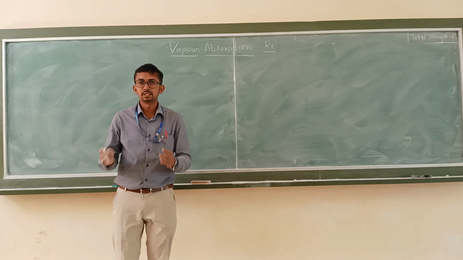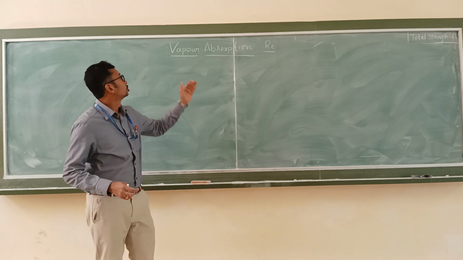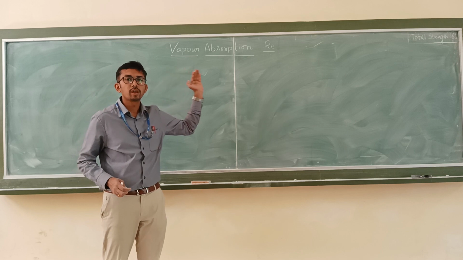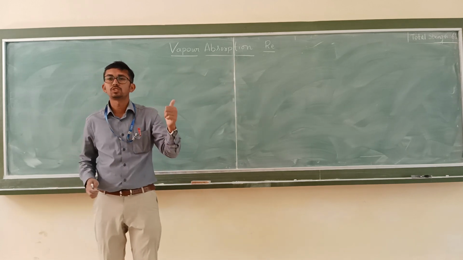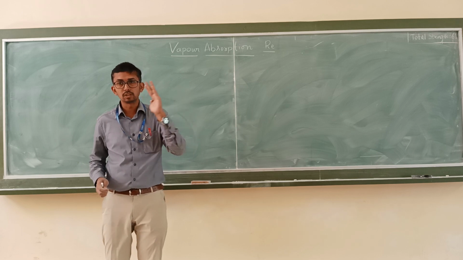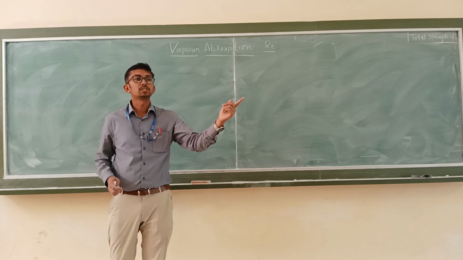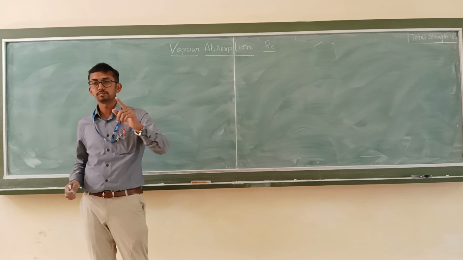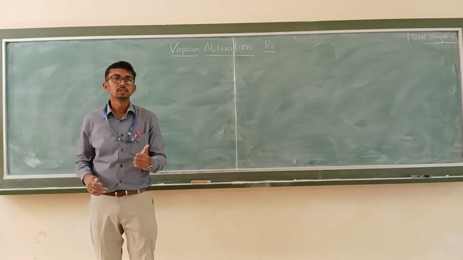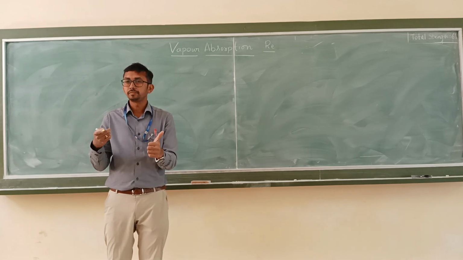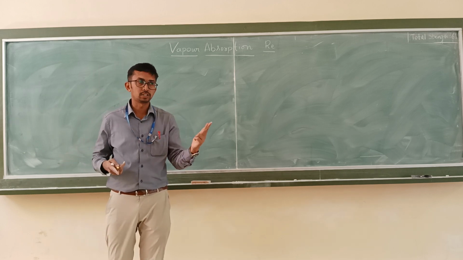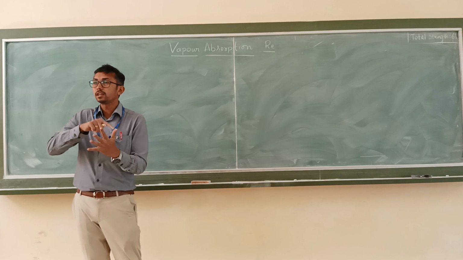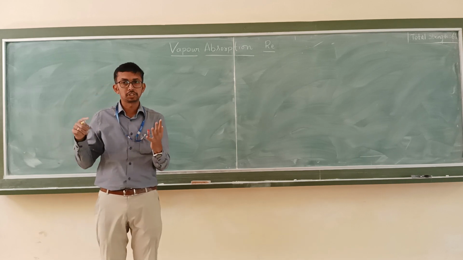Okay. So in this class, we are going to discuss vapor absorption refrigeration. In the previous class, we discussed vapor compression. What are the main components of vapor compression refrigeration? Evaporator, compressor, condenser, and expander. These are the main four components of a refrigeration system.